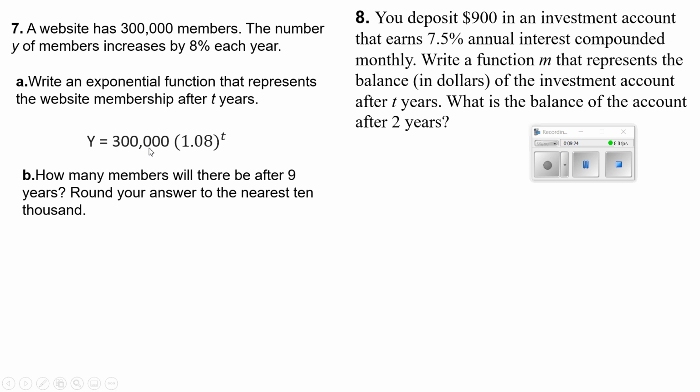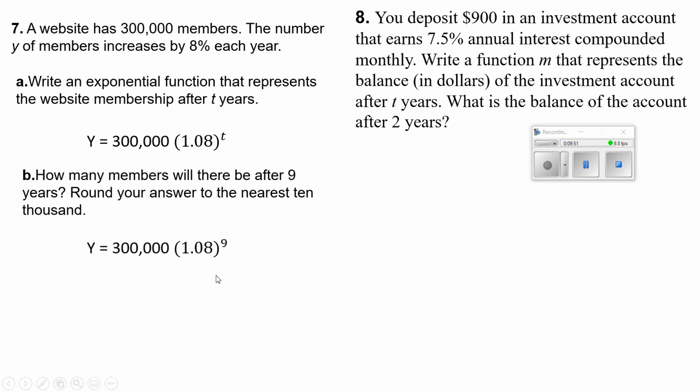I'm just going to check here. This would have ended up being 1 plus 0.08, and then we add them together, it would be 1.08. And then to the t power, because we don't know how many years it is. Now it says how many members will there be after 9 years? We're going to replace that t with 9. We're going to multiply 1.08 times itself 9 times, or in your calculator, put 1.08 to the 9th power.